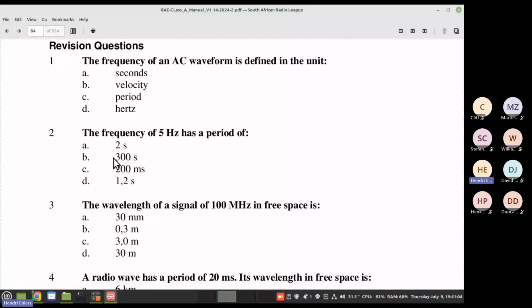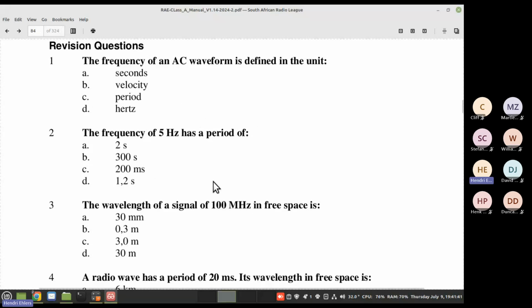Right, then we get to the questions. The frequency of an AC waveform is defined in the unit. Now, this is where you guys must jump up and shout out and say, D, Hertz. That's correct, D, delta. The frequency of 5 hertz has a period of, say, 200 milliseconds. That's correct.